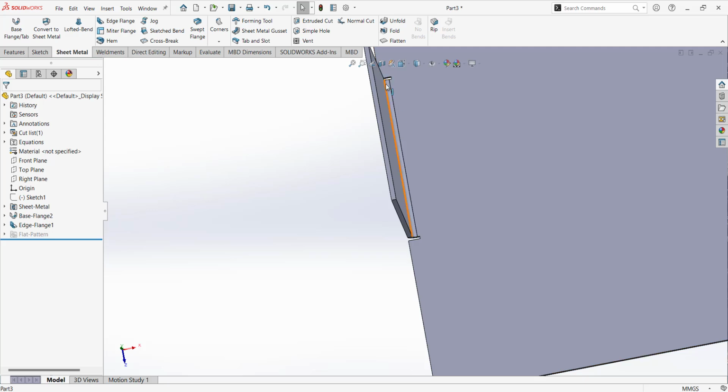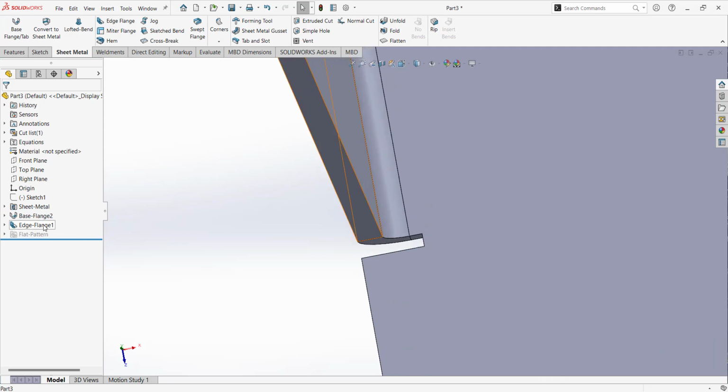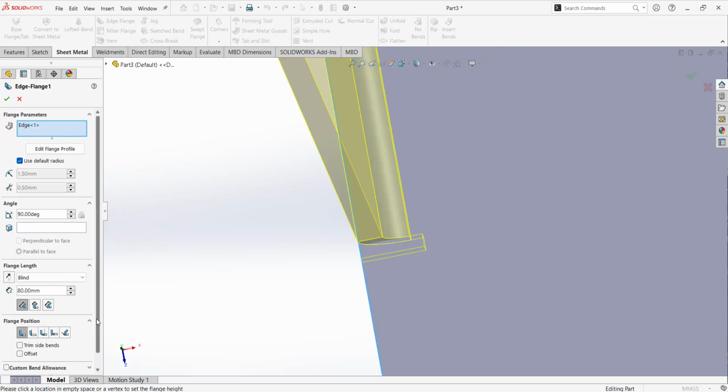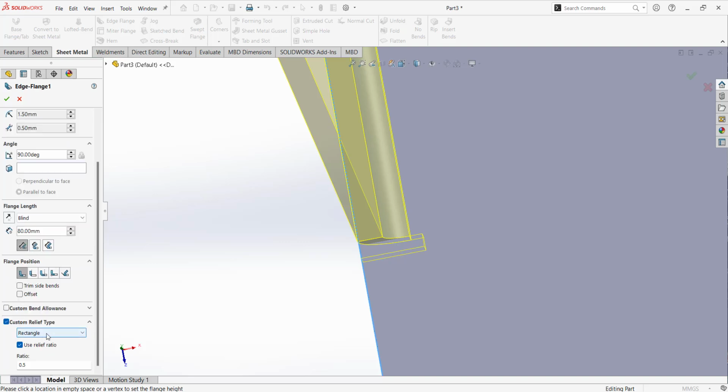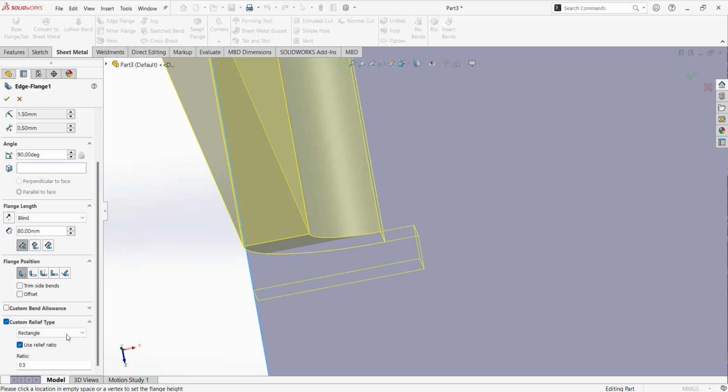So this auto relief you can see here on both sides. For that we have to give the values here. So go in edit flange and at the last you can see custom relief type. Here in custom relief type, I have taken the option as rectangular shape relief type. That's why it is showing a rectangular shape here. If I want to change the type, I'll say round. So it will take a round portion here. Again I'll go for rectangle.